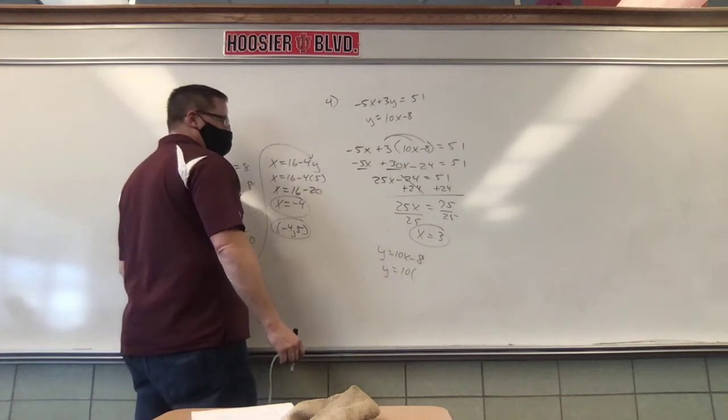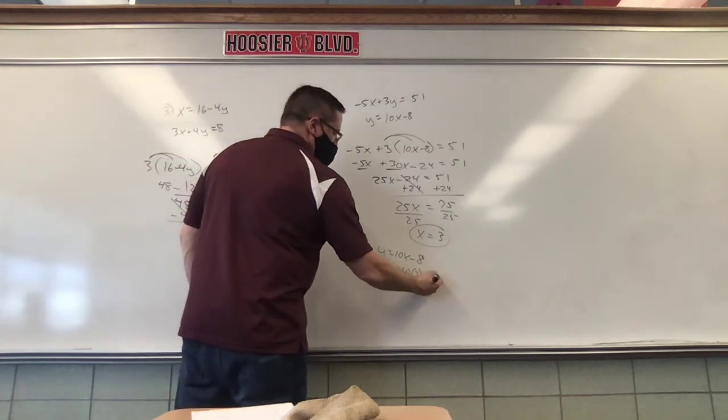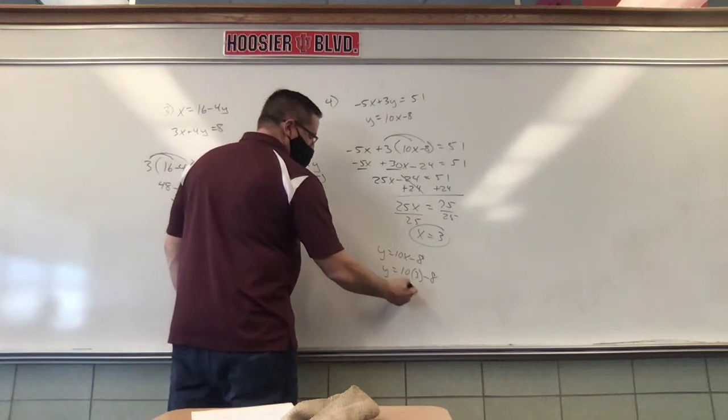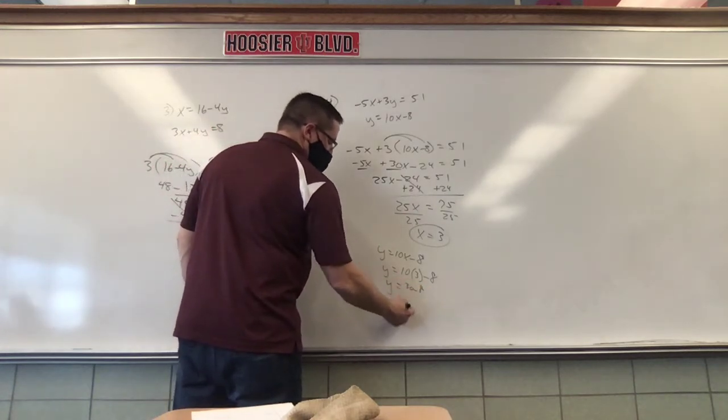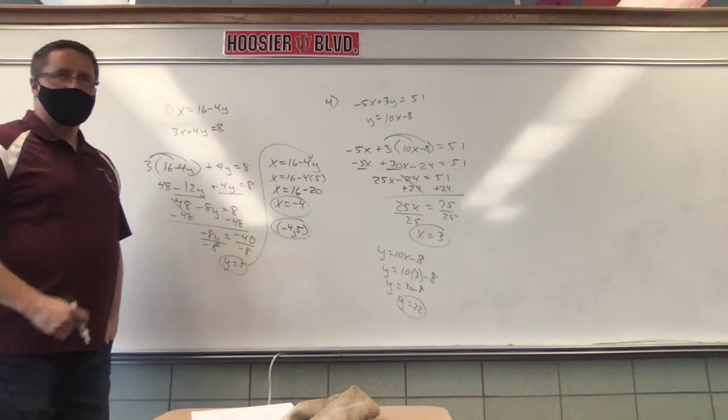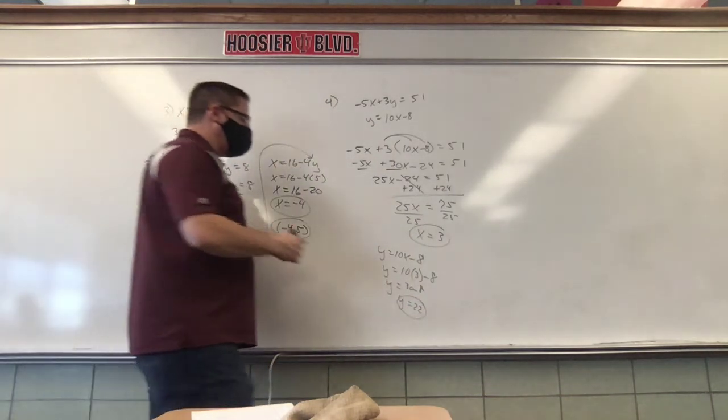So we plug in, what do we plug in? 3. So y equals 10 times 3 minus 8, which is 30 minus 8, which is 22. Y is 22. Is it okay to leave your answer like that? Yes, it is. If you want to write it as a point, it's the point 3 comma 22. X, y.